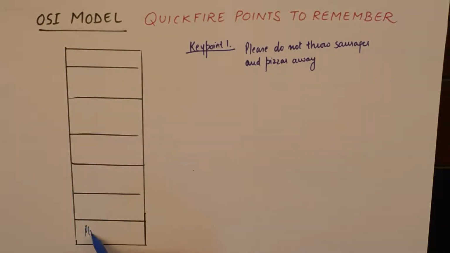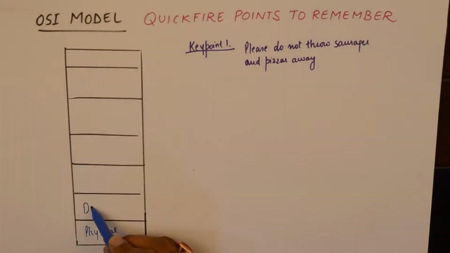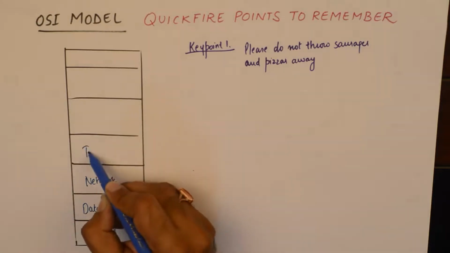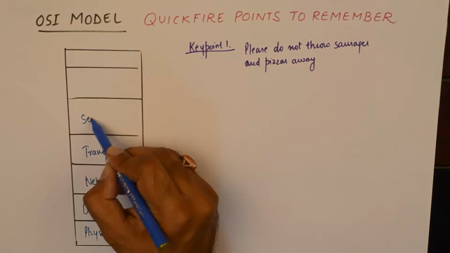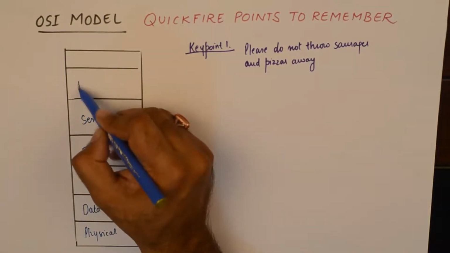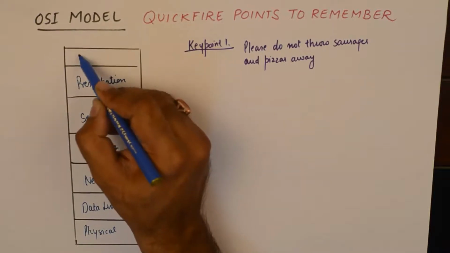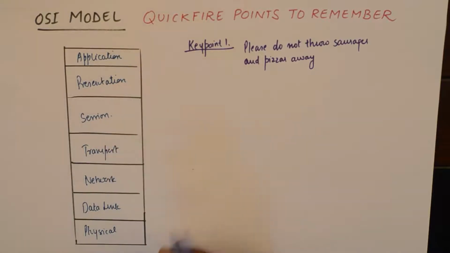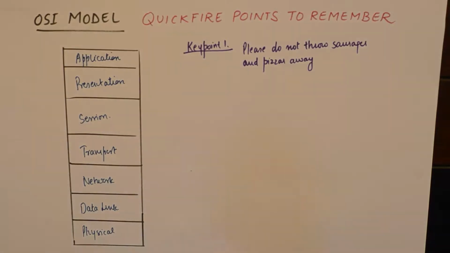So we have the physical layer, then we have the data link layer, network, transport, session, presentation, and application. So this small little trick will help you remember all the layers' names.